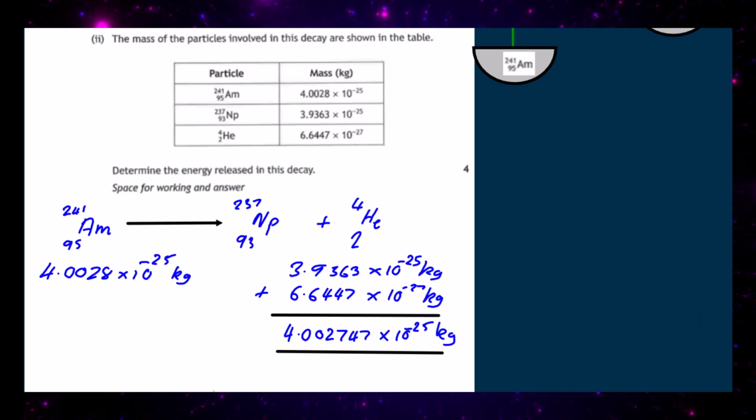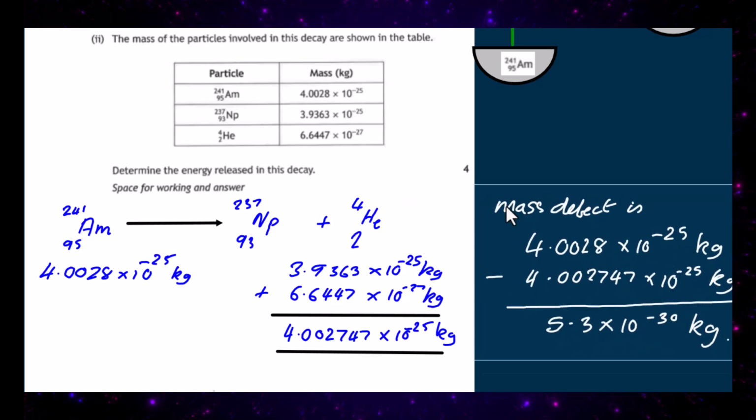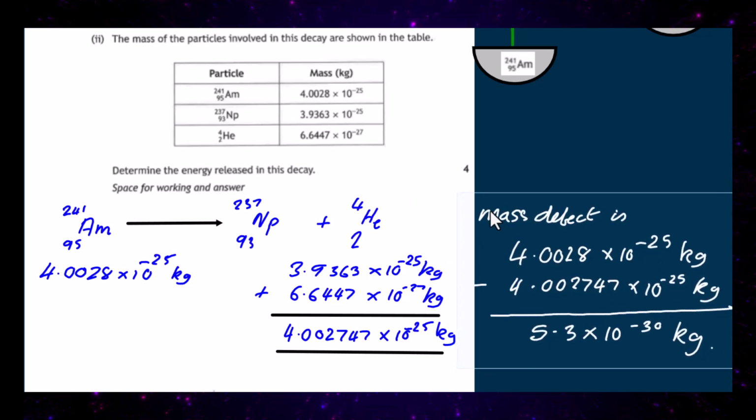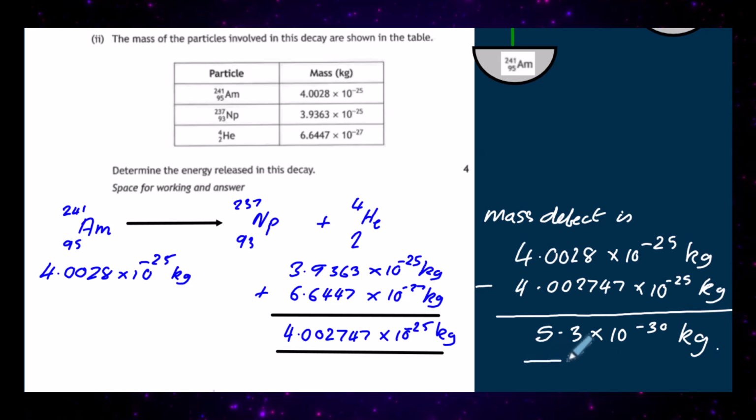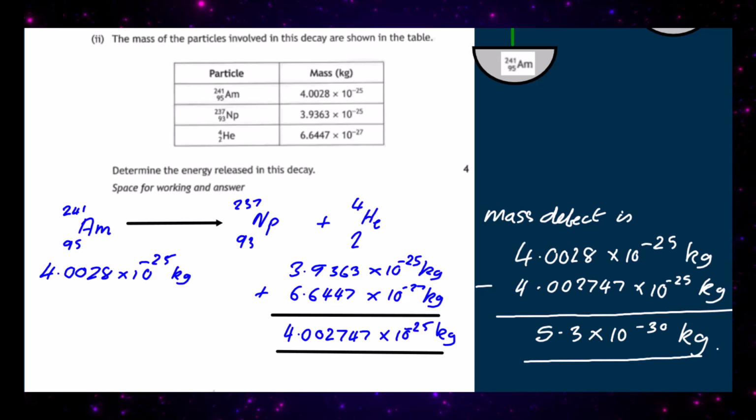So to find the mass defect, we just simply subtract as follows. We can say that the mass on the left hand side is 4.0028 times 10 to the minus 25, and subtract this figure here, and we end up with that value there, which is going to give us a mass defect of 5.3 times 10 to the minus 30 kilograms. Just taking that mass and take this mass from it, and we get our mass defect.